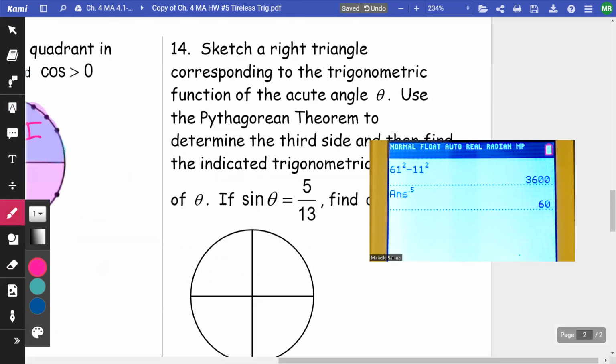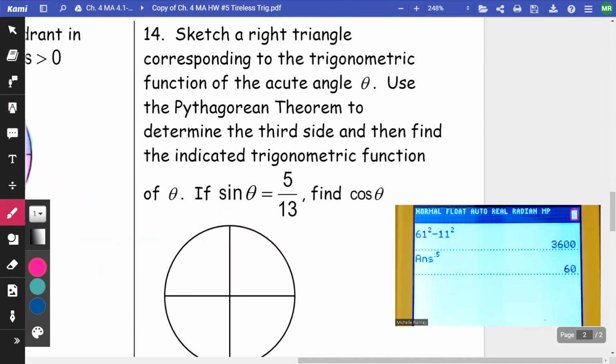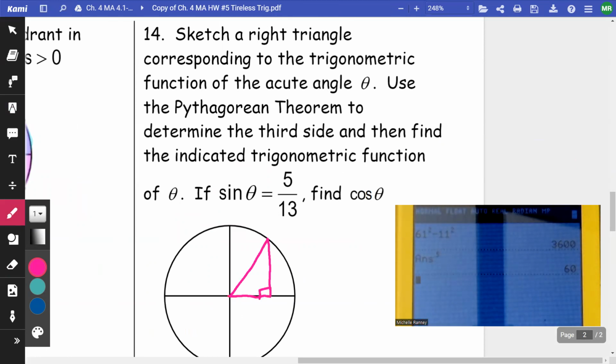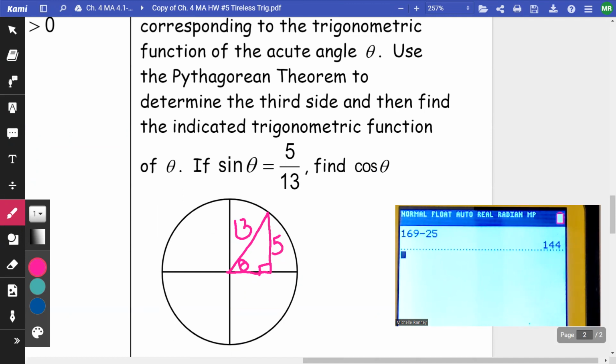On 14, okay, we're going to be making a right triangle. They want it to be an acute angle, which means that it's going to be in quadrant 1. So I'm just going to draw a right triangle here. And this angle theta, if the sine is 5/13, this is a 5, this is a 13. We need to find the leg. So I would go 13 squared, which is 169, minus 5 squared, which is 25, and we get 144. The square root of 144 is 12. So this is going to be a 12.